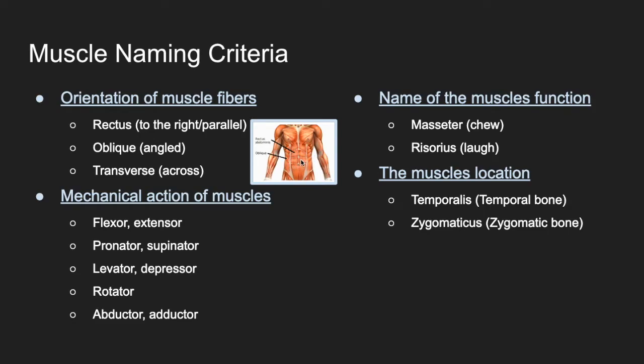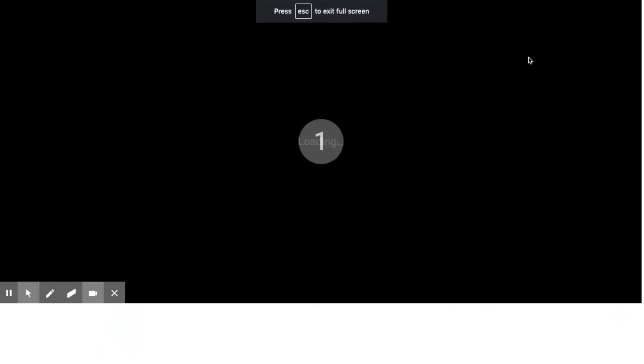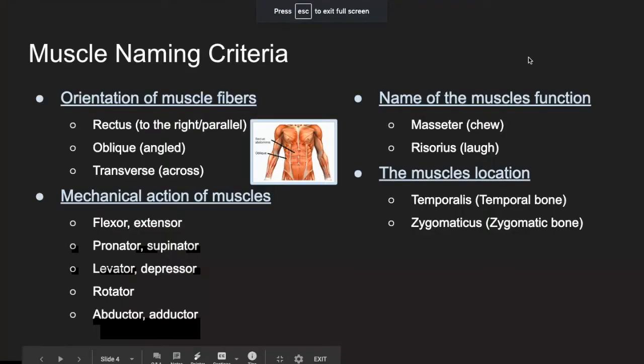And then the transverse abdominis, they go across your abdomen. And they're all at different layers too, so some are more superficial than others.